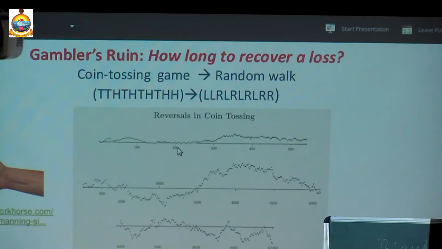Okay, notice that the scale keeps changing. On top, it goes from 0 to 500. And then here, by the time you reach 1,000, it goes to 6,000. So something has happened. This is an expanded scale.